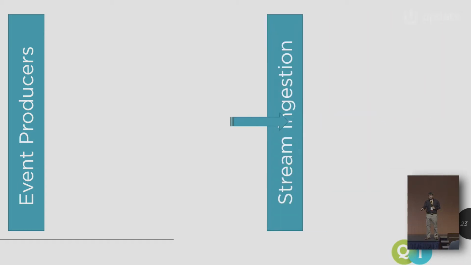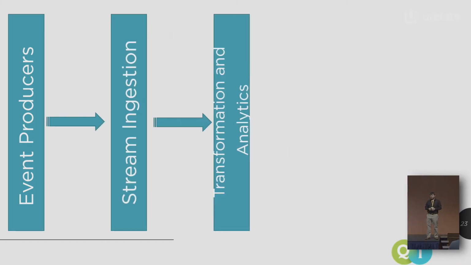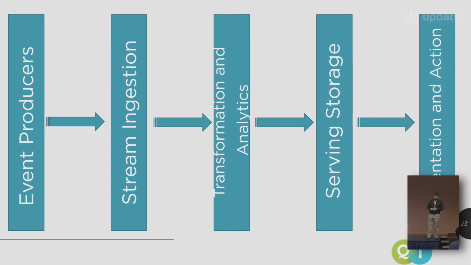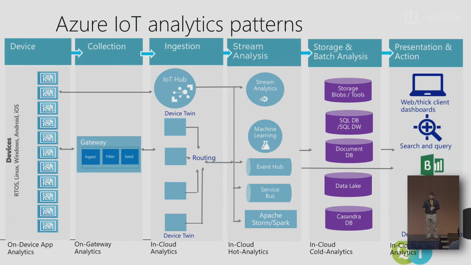The same thing again, but in much bigger letters. First, event producers, then stream ingestion, then transformation and analytics, then serving storage, and finally presentation and action. So that's the simple version of the architecture. Let's get into the more advanced versions of the architecture.